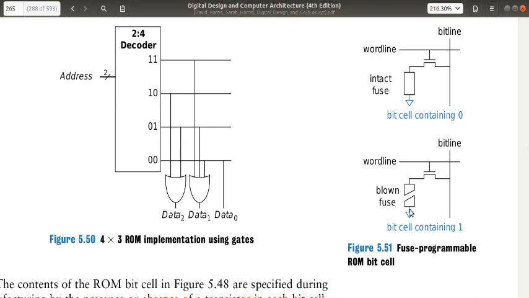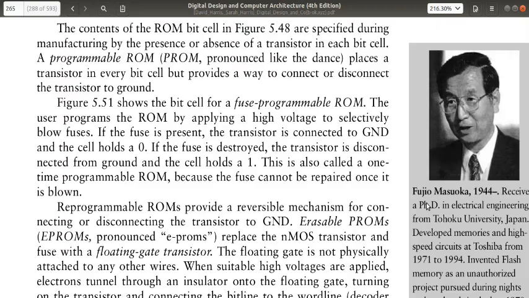So you didn't have to go to the manufacturer to get a programmed ROM. You could do it yourself, and it was done using UV, ultraviolet rays. There was a specific machine that you could buy, and you could program your own ROM, right? That is a programmable ROM.